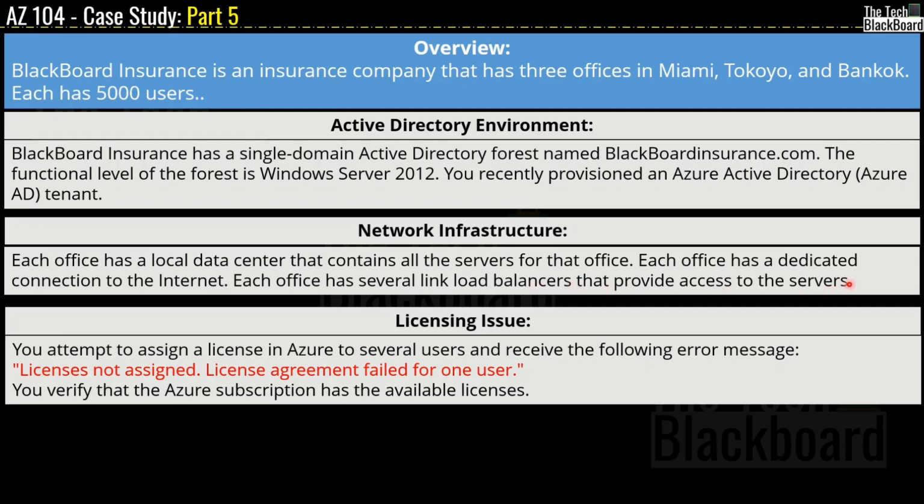Moving on, we have some licensing issues, and this section says that you attempt to assign a license in Azure to several users and receive the following error message. And here we can see the error message says that licenses are not assigned. License agreement failed for one user. Then it says that you verify that the Azure subscription has available licenses.